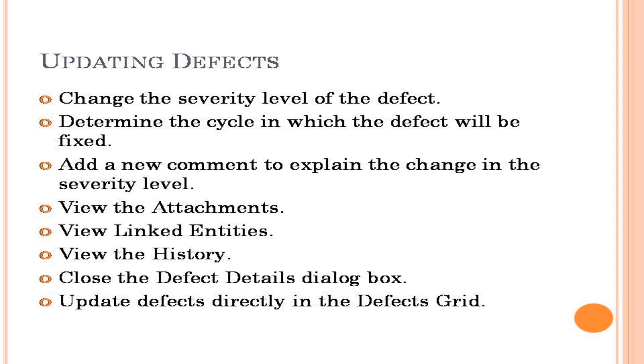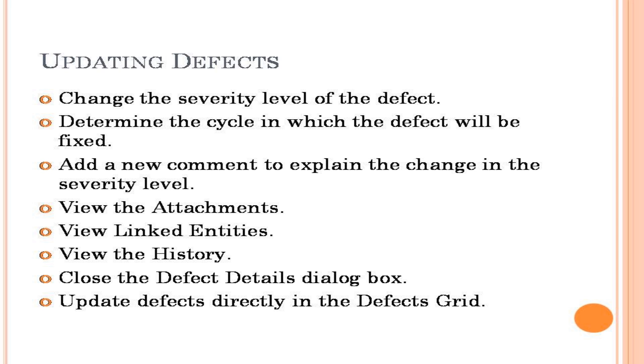5. Add a new comment to explain the change in the severity level. Click the Add Comment button. A new section is added to the Comments box, displaying your username and the current date. Type: this defect should be fixed in the next service pack. 6. View the attachments. Click Attachments on the sidebar. Note that the URL attachment is listed.